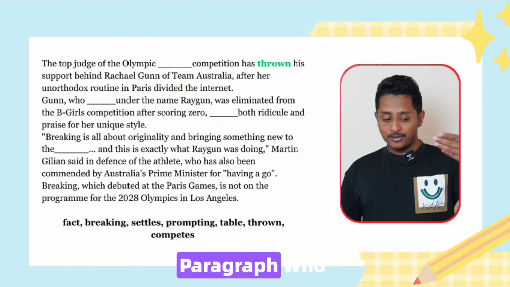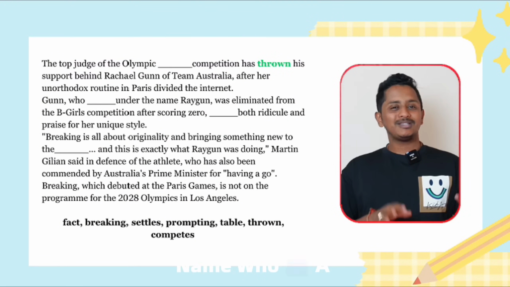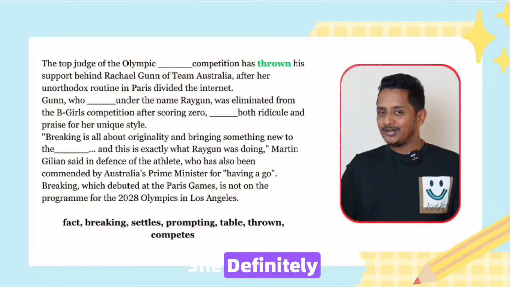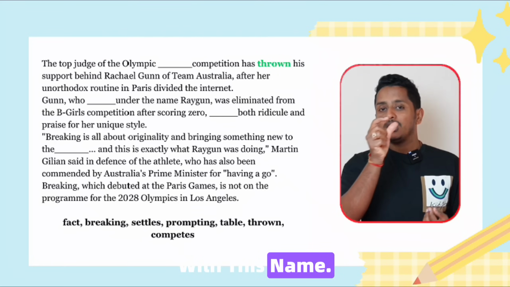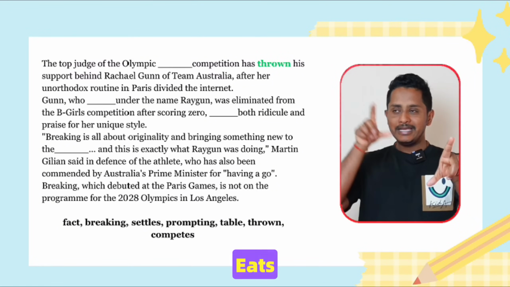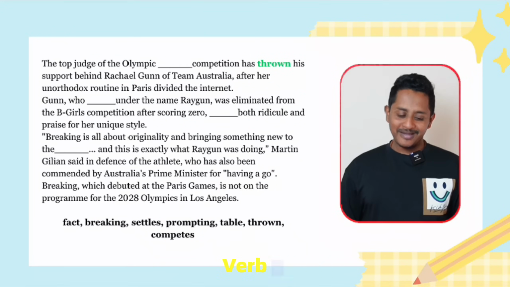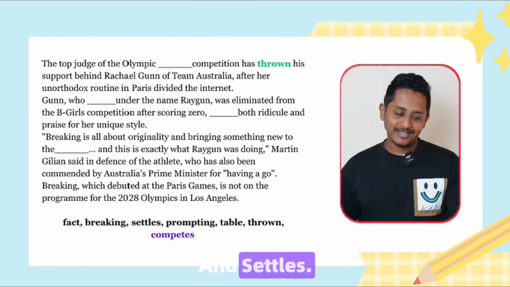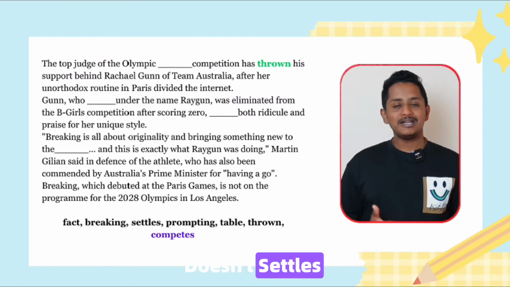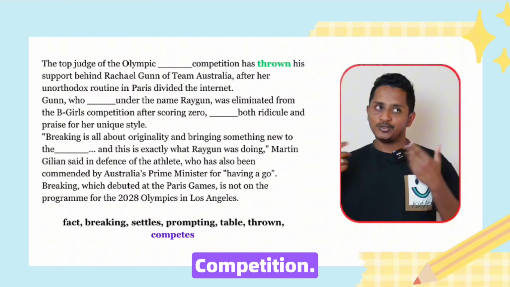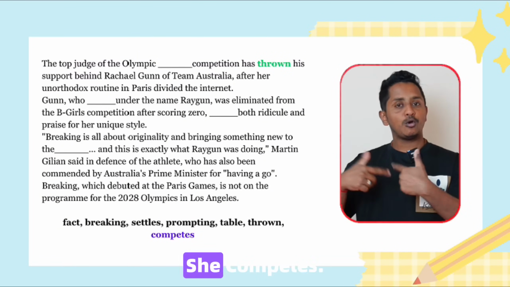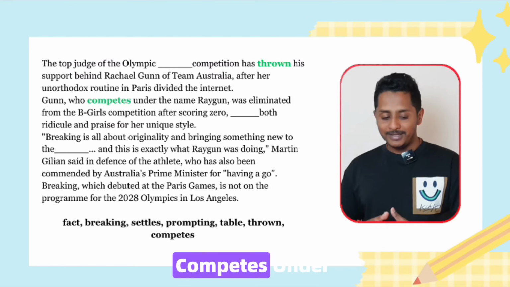Next, gun, the next paragraph, who dash under the name. Who, it's a present tense, she definitely always will go with this name. Gun, gun is singular, he eats. Gun, something with s has to come, singular noun, verb s. Here you see competes and settles. She doesn't settles under the name for the Olympic competition. She always, if it's an Olympic competition, she competes. So it's gun who competes under the name.